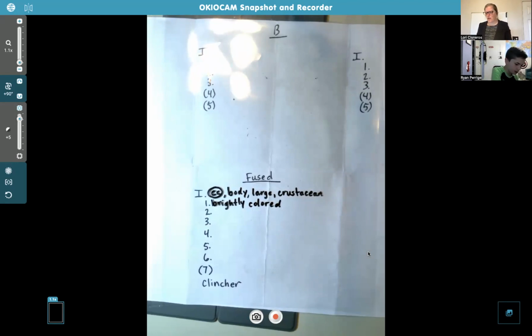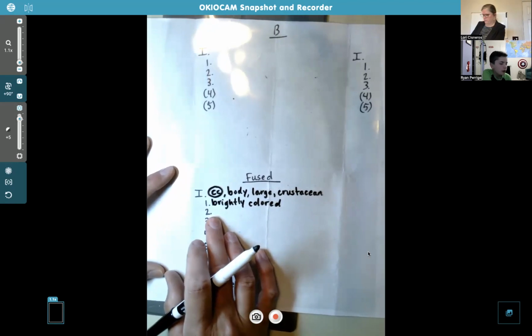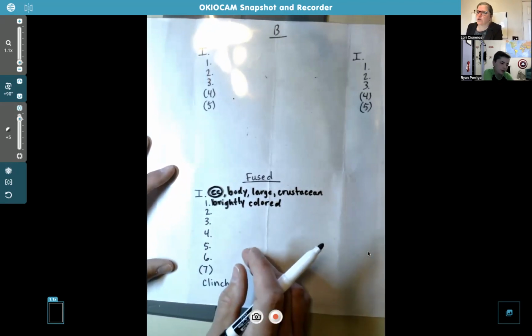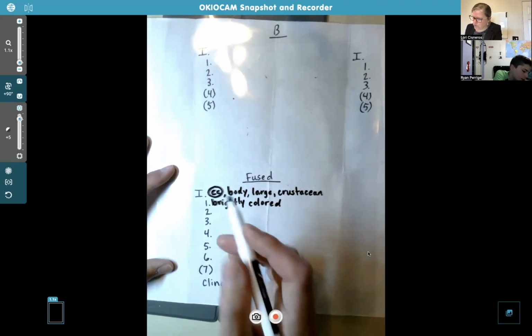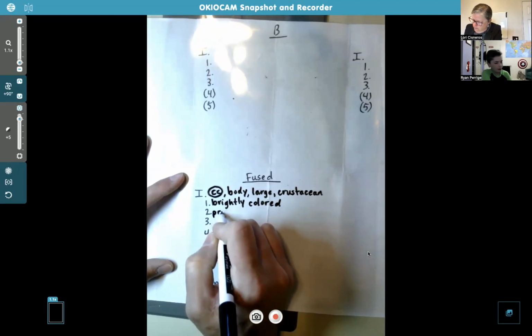Okay, what's another? So basically what you can do is scan through all of your A, B, and C outlines and let me know what's another interesting fact that you want to include on your fused outline. They have a primitive lung for breathing. Okay, good. And what are your words for that part of your outline? Primitive lung breathe. Okay.